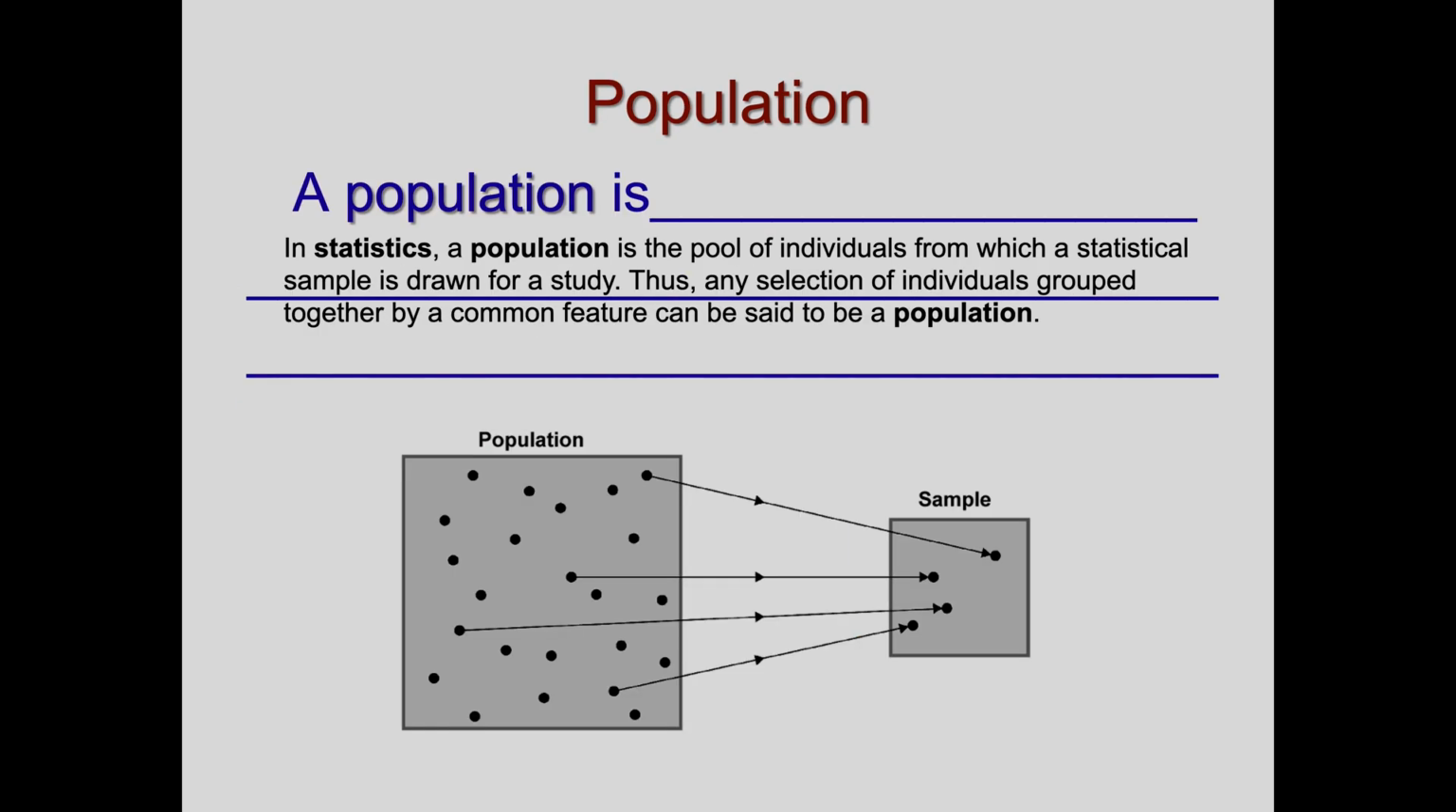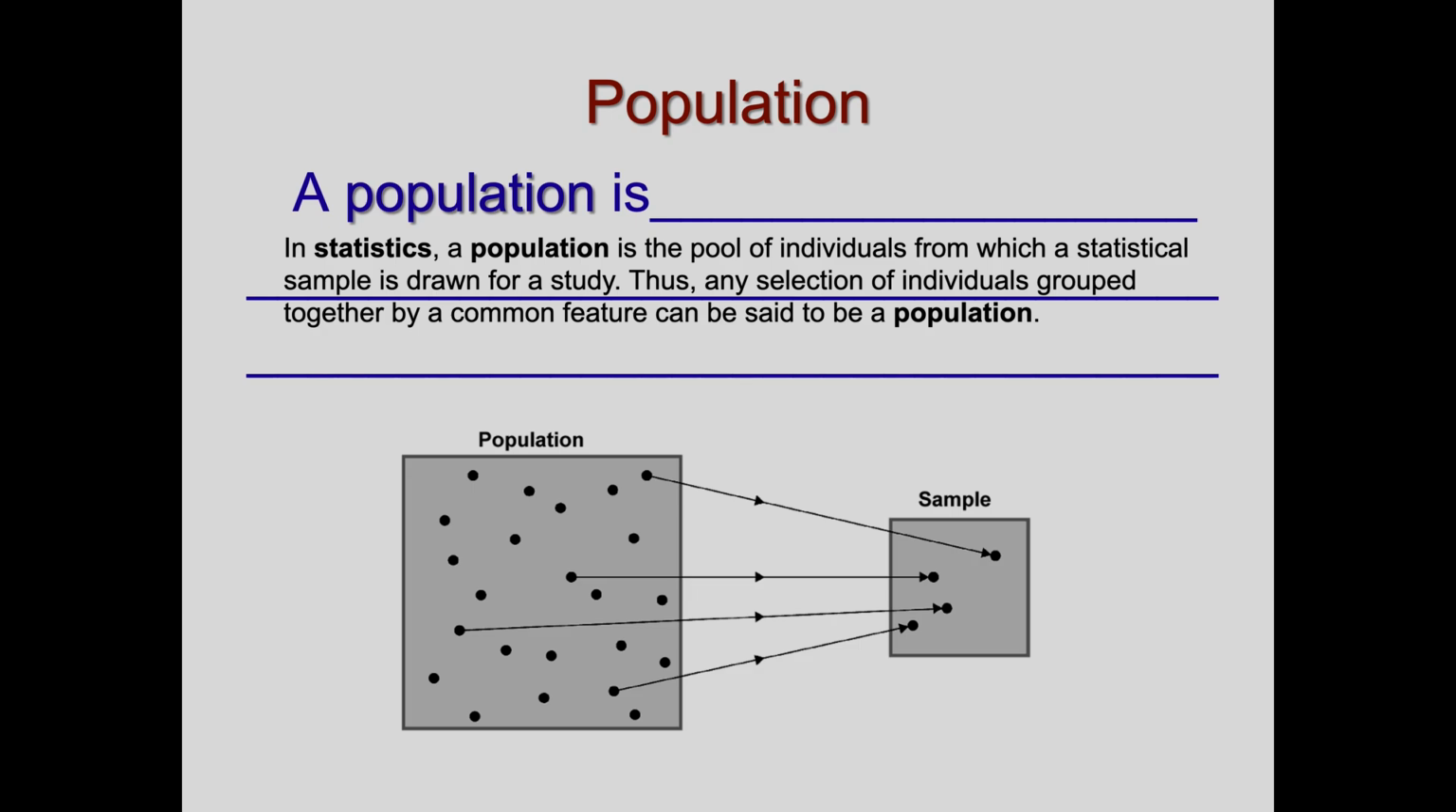Now, a population is a little bit different. In statistics, a population is the pool of individuals from which a statistical sample is drawn for a study. Thus, any selection of individuals grouped together by a common feature can be said to be a population. If you're a note taker, you may want to write that down. Okay, so you could pause the videotape and copy it. So here's the difference. This is a great diagram, all right? The population is all the people we're talking about. The sample are the ones we pull out of the population, and then we get our data from that sample.